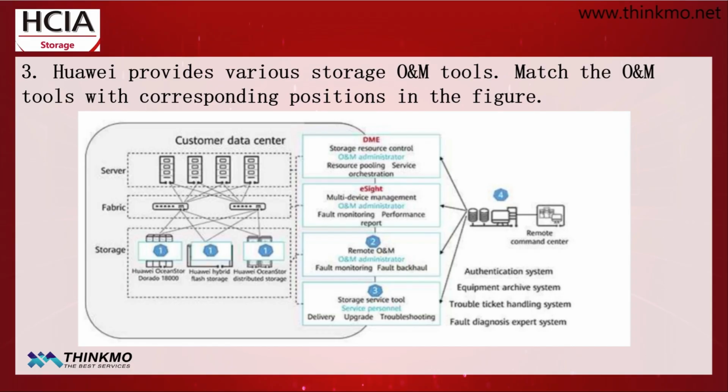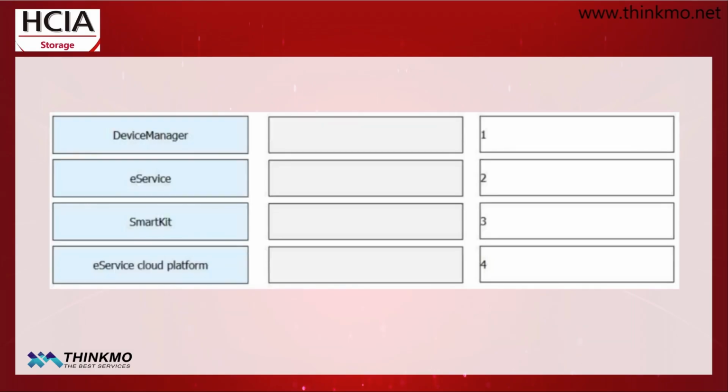This is our third question. It looks like the diagram is very complicated, but actually, you can just rely on the corresponding information in the picture to make your choice for this question. The first part is our device manager. Here, the one responsible for remote operation and maintenance and service support is our electronic service. The third part is used for delivery, upgrades, and troubleshooting. That is our intelligent toolkit. Finally, unified management is carried out by our cloud platform. So that's our third question. All right, next let's take a look at the following one.